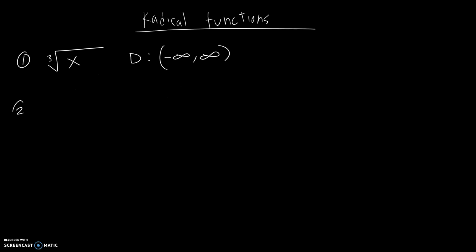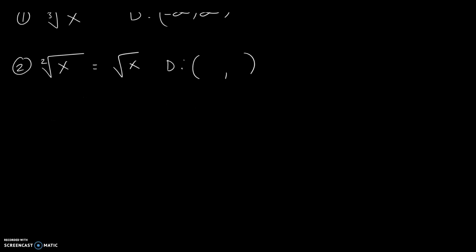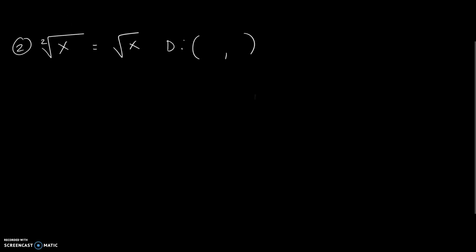And number two, if the radical is even, we need to know that the domain has to be something that does not make the radical negative, because it just cannot be negative, because then you'll have imaginary numbers. So let me give an example.